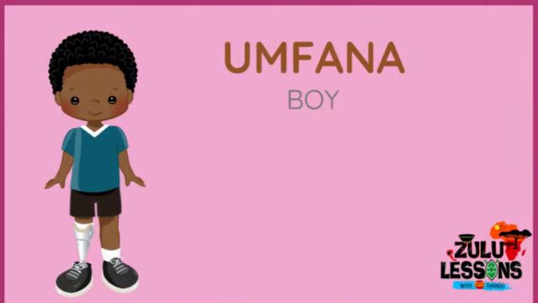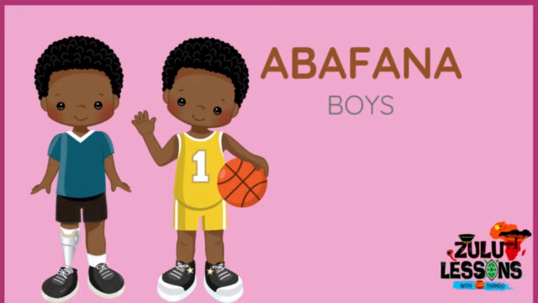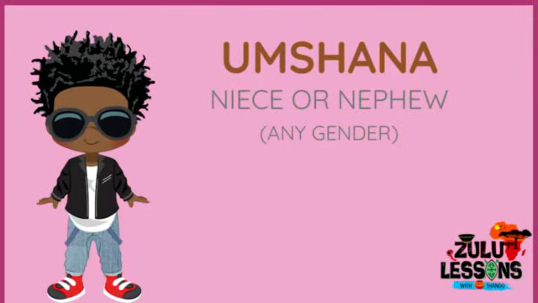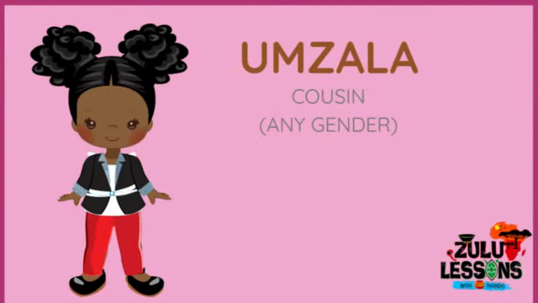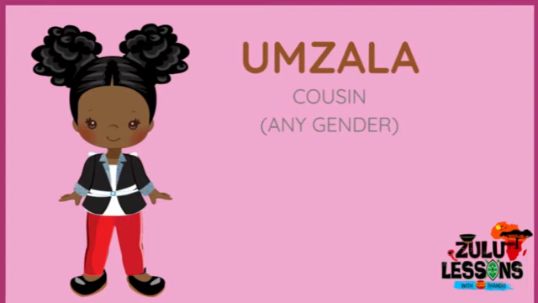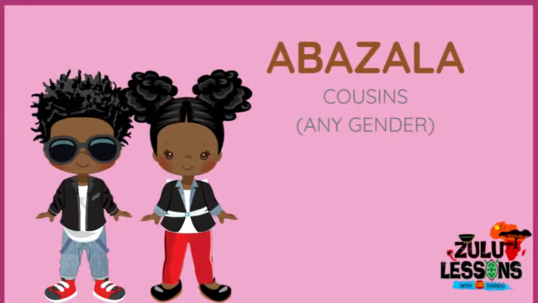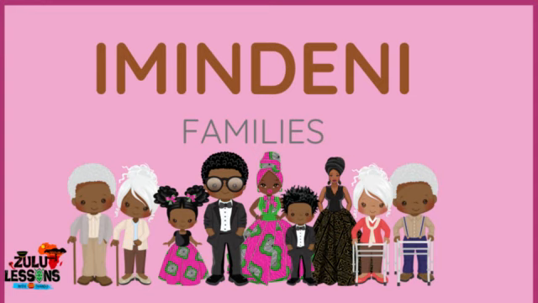Now, let's continue. Umfana. That's a boy. Abafana. Those are boys. Umshana. That's a niece or nephew. Abashana. Those are nieces or nephews, plural. The last one we'll look at is a cousin. Umzala. The plural, abazala. Now we'll end this video here so that this is not too long.